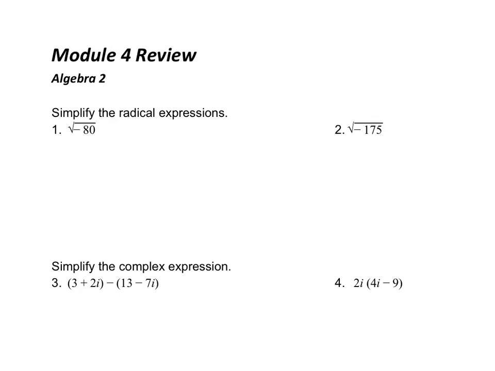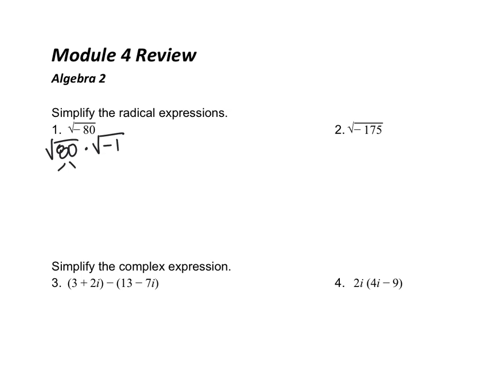I'm going to be reviewing Module 4 in preparation for your test. So we're going to start with simplifying radical expressions containing i. The first thing we're going to do is break it down as the real part times the imaginary part. So the square root of negative 80 becomes the square root of 80 times the square root of negative 1. And now I want to start breaking down 80.